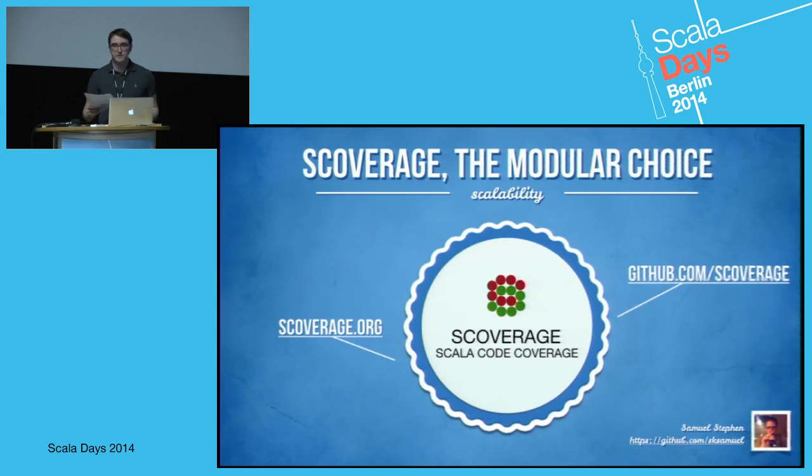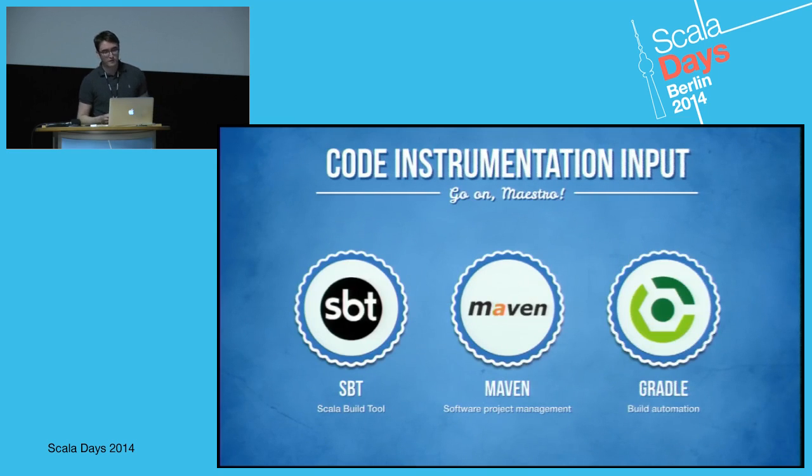One of the great advantages of SCoverage is its modularity. It includes different kinds of plugins for code instrumentation. SCoverage should allow you to instrument any kind of Scala project. Whether you're using SBT, Maven, or Gradle, it doesn't matter. You can import your sources into SCoverage. There is always a plugin, or you can make one if you are using something else.